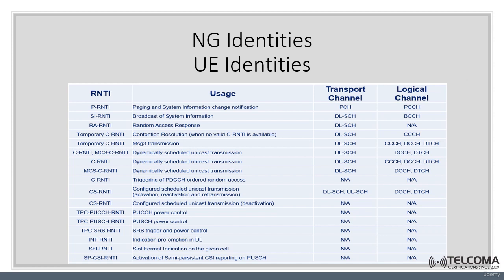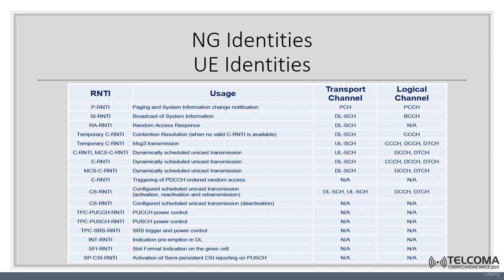The second RNTI type we have is the System Information RNTI, or SI-RNTI, and this one is used for broadcasting of the system information. It is a common RNTI, meaning that it is not allocated to any user equipment explicitly, and it is common to all user equipments in the cell. The transport channel which is carrying the SI-RNTI is DL-SCH, and the logical channel carrying it is BCCH.